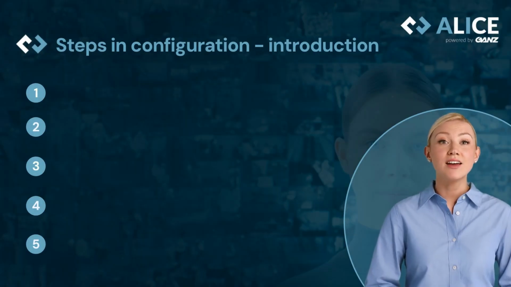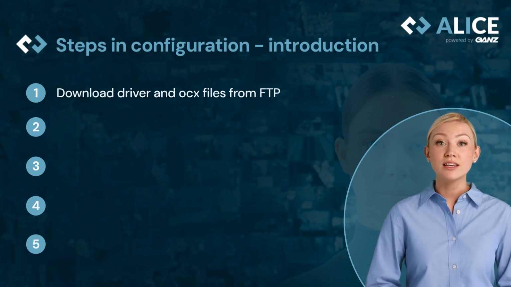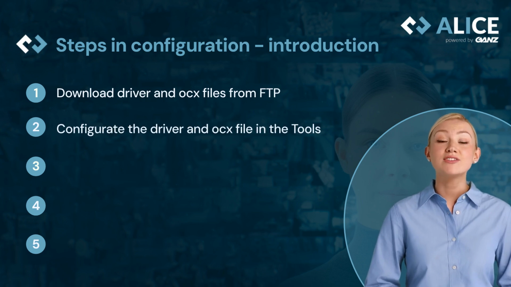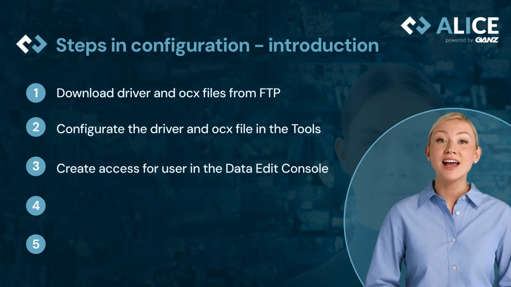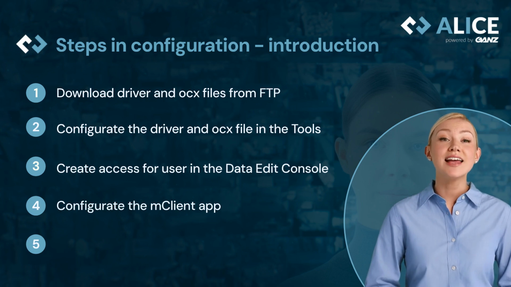To set up mClient with Alice software, follow these steps. First, as the administrator, install the mClient gate driver and OLE control extension, OCX file, from the provided FTP access. Next, install these files in the Tools console. Once installed, proceed to create user access in the Data Edit console. Finally, configure the mClient app in the settings after installing it on the phone.